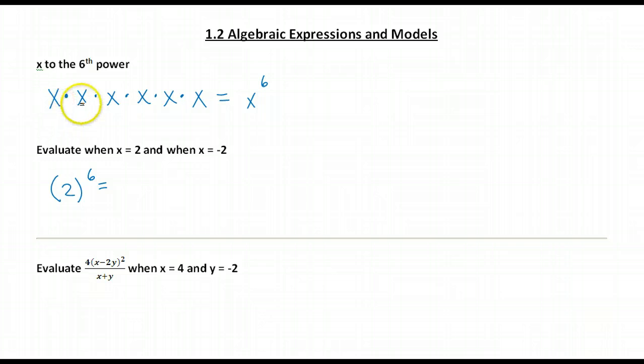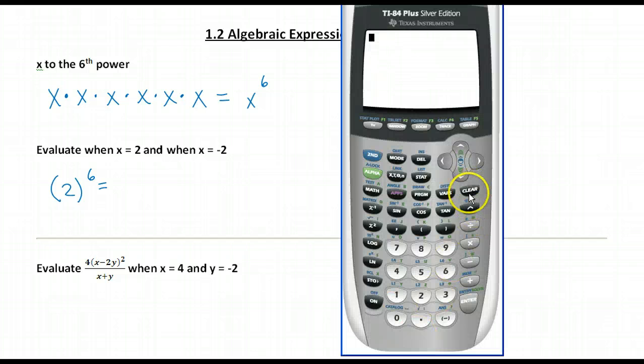Now I could take 2 times 2 times 2 times 2 times 2 times 2, or I'm going to take my calculator and take 2, and I'm going to use this little button that means raise to the 6th power.